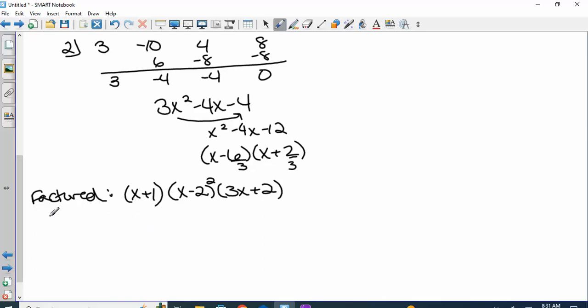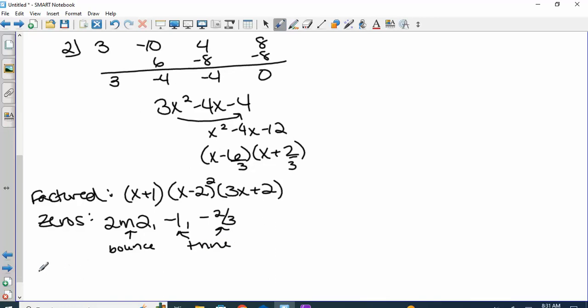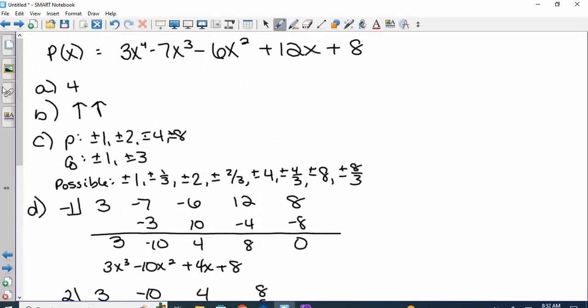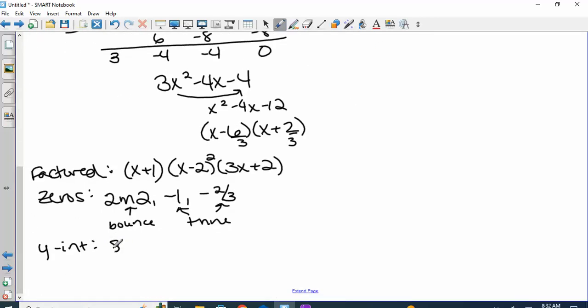So then the zeros. If we set each of those equal to 0, we get 2 with multiplicity of 2, -1, and -2/3. All right, so at 2, what's my graph going to do? Bounce. At negative 1 and negative 2/3, it will go through. Y-intercept. If you put in a 0 for all of your x's, you can do it in your factored form or in the original. You should get 8, no matter what.